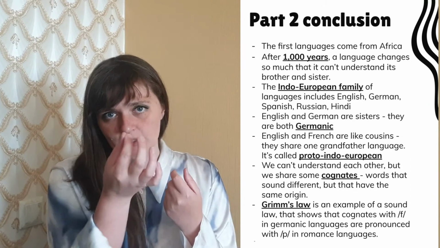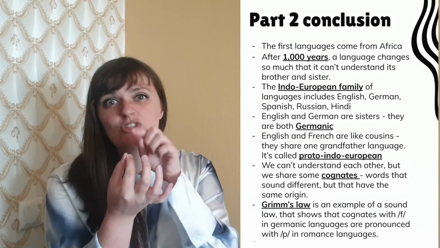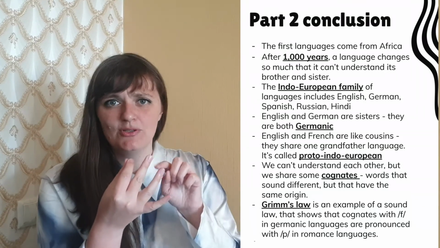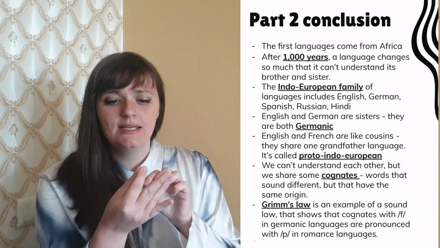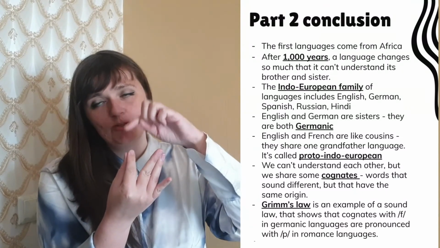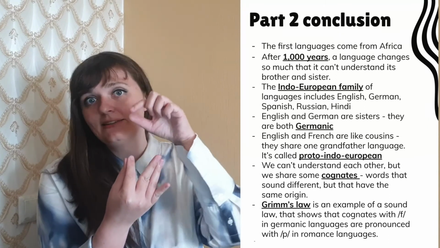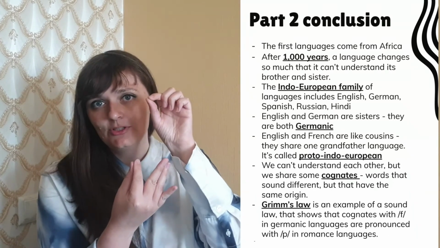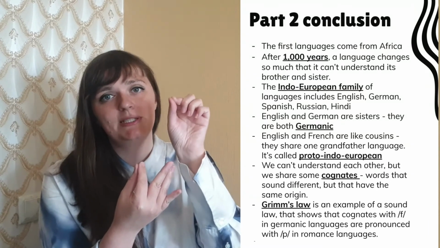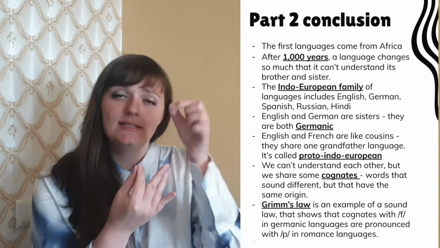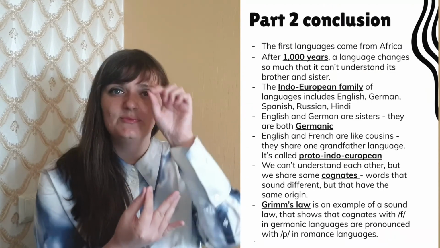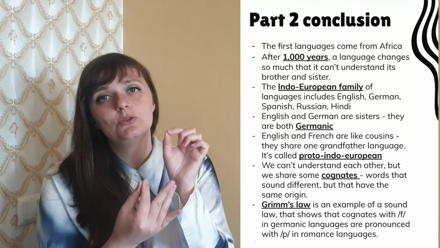For example, English and German, they are brothers and sisters. They are called the Germanic language family. English and French, they are more like cousins because French are Romance languages and English and German are Germanic, as we said. However, the Germanic and the Romance languages, they had their own grandfather language. The grandfather language, we call it Proto-Indo-European. And so these languages, they have a lot of words that are similar, words that come from the same Proto-Indo-European word. They are called cognates.